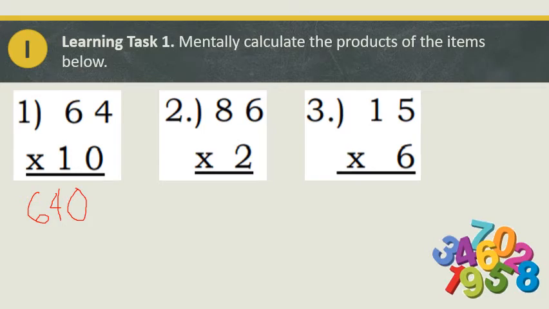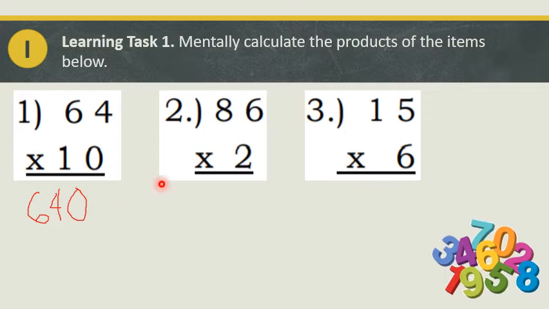Okay, so kaya ang answer for number 1 is 640. So, hindi na natin siya kailangan i-solve ng 0 times 4 is 0, 0 times 6 is 0. So, hindi na kailangan ng ganon. So, basta pag nag-multiply tayo sa 10, yung atin pong multiplicand ay dadagdagan lang natin ng 0. Okay, so para makuha yung answer. So, ganun po tayo pag mental calculation sa atin.